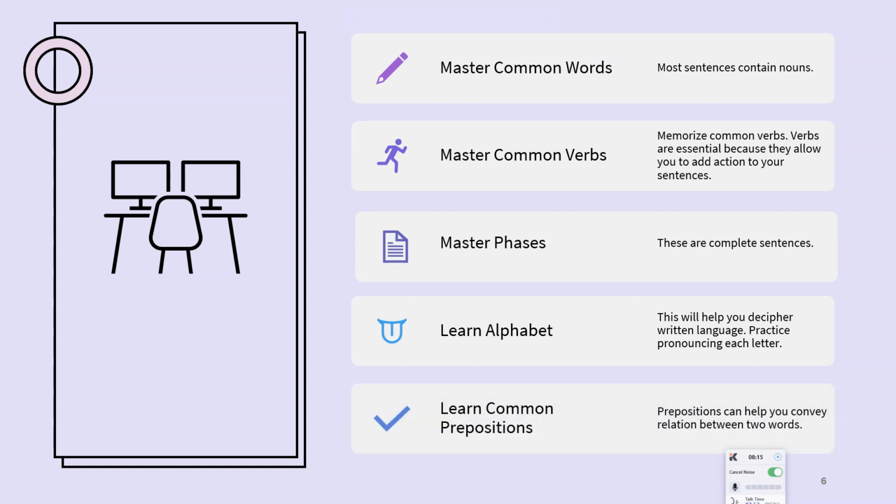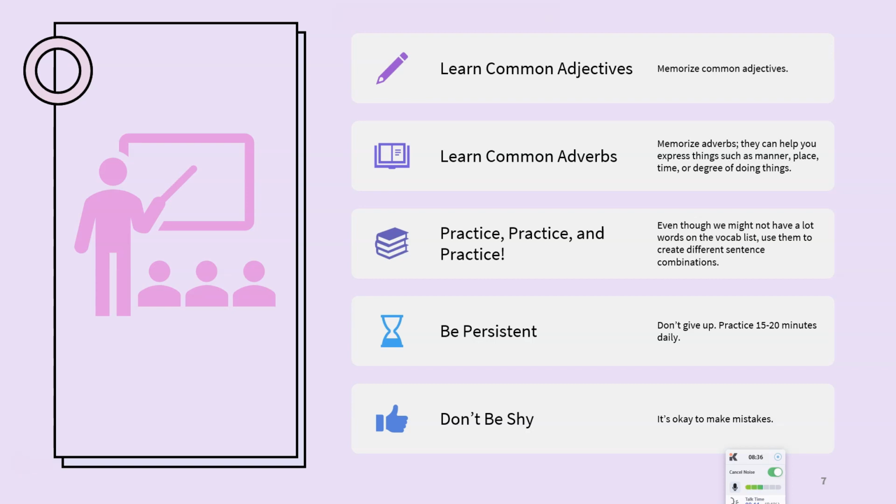And then, of course, learning common prepositions. Prepositions can help you convey a relationship between two words. So because of this, it's good to have at least 20 or 30 prepositions that you know of that are common, and you can use them in different parts of the sentence. The next one is learning common adjectives. Adjectives, I love them. Clearly, you can hear them popping up in every sentence that I'm saying right now, and they're so important, and they help us add detail and glam to a sentence. So I definitely advise learning some common adjectives.